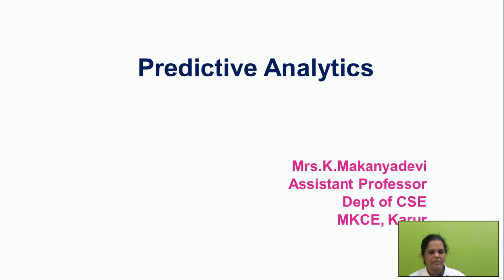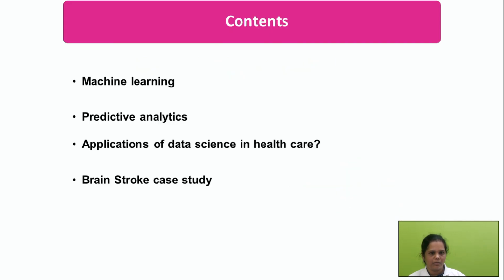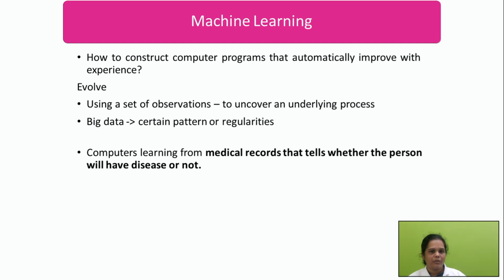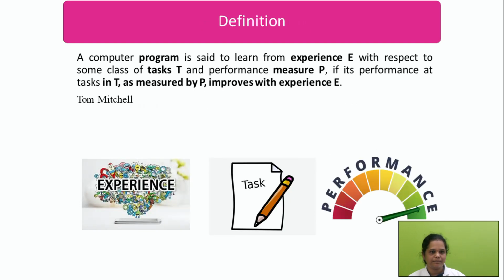So now we are going to see about predictive analytics. Before we move on to predictive analytics, we will see what machine learning is, which is the basis for predictive analytics. So what is machine learning? Machine learning is nothing but a computer that is trained by previous experience, and with that previous experience it is going to predict the output. That is what machine learning is.